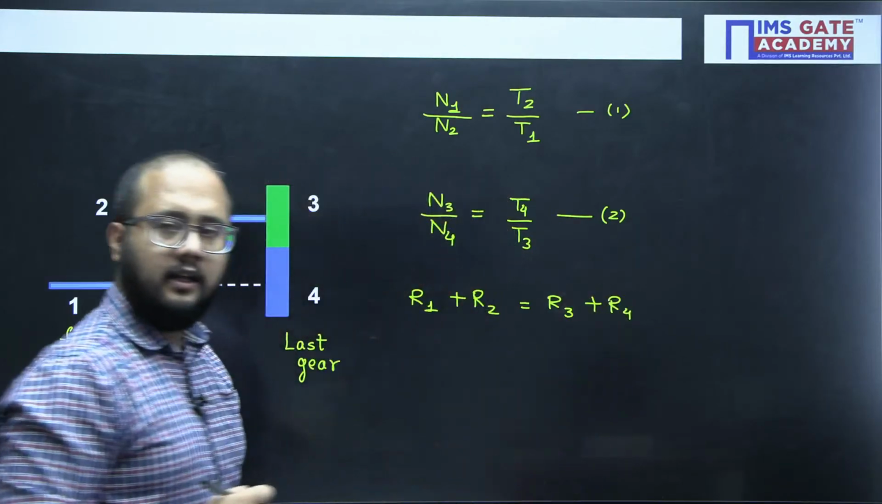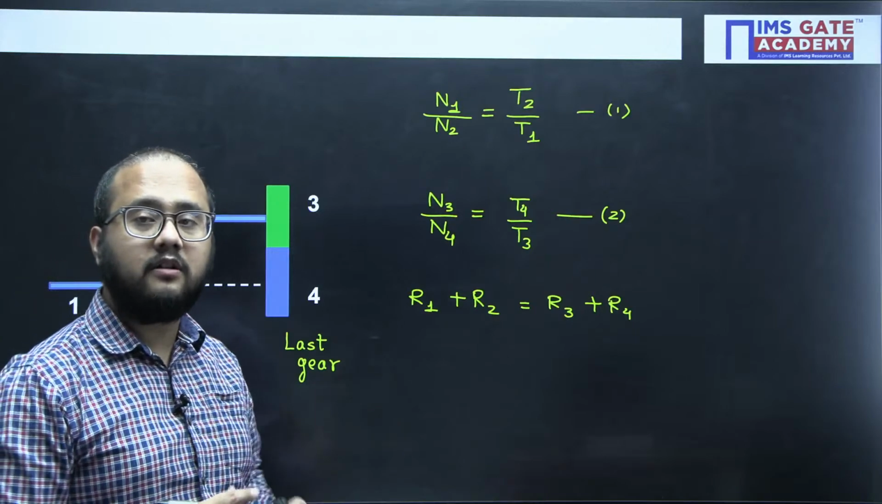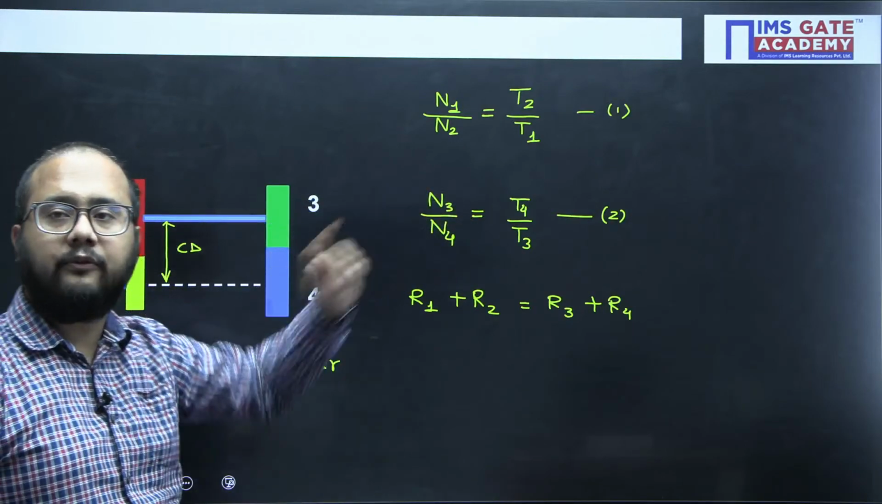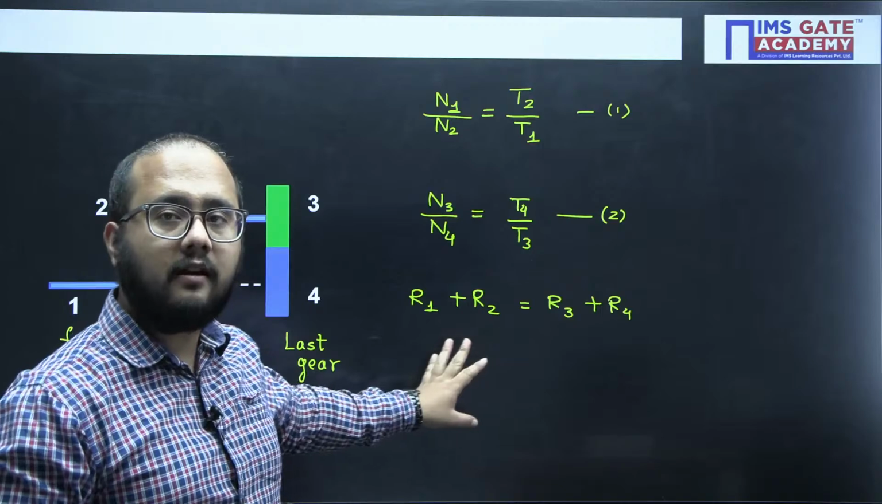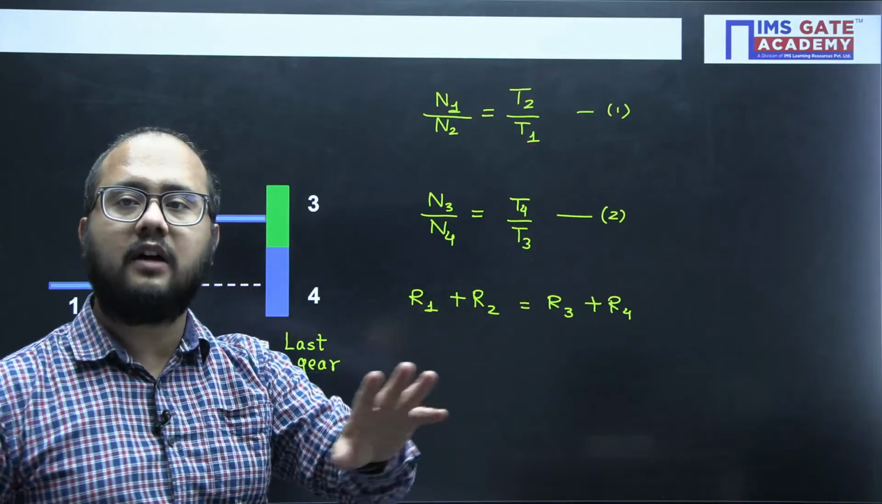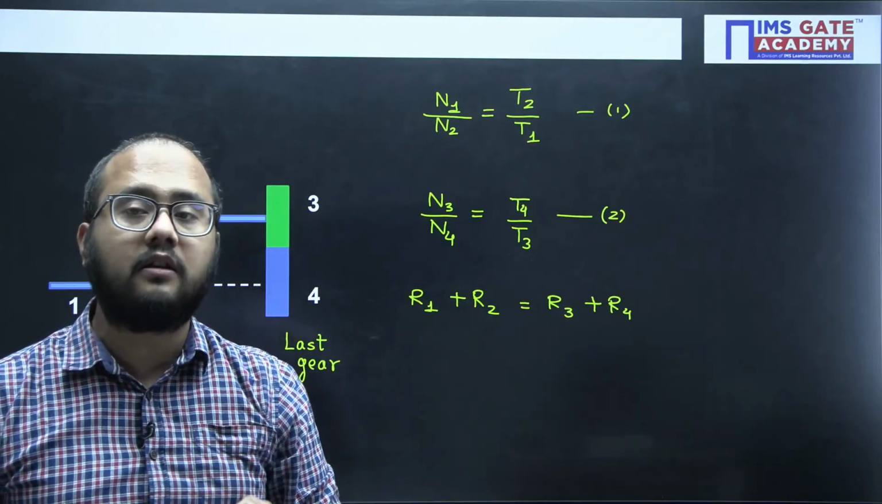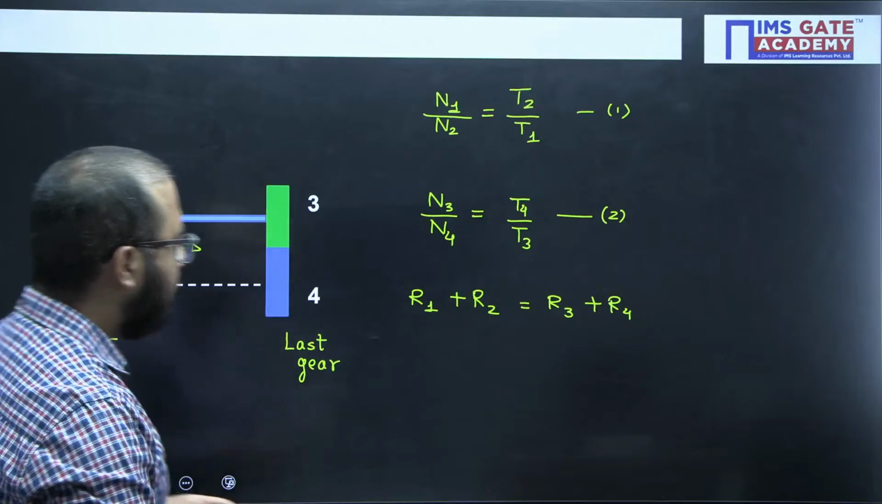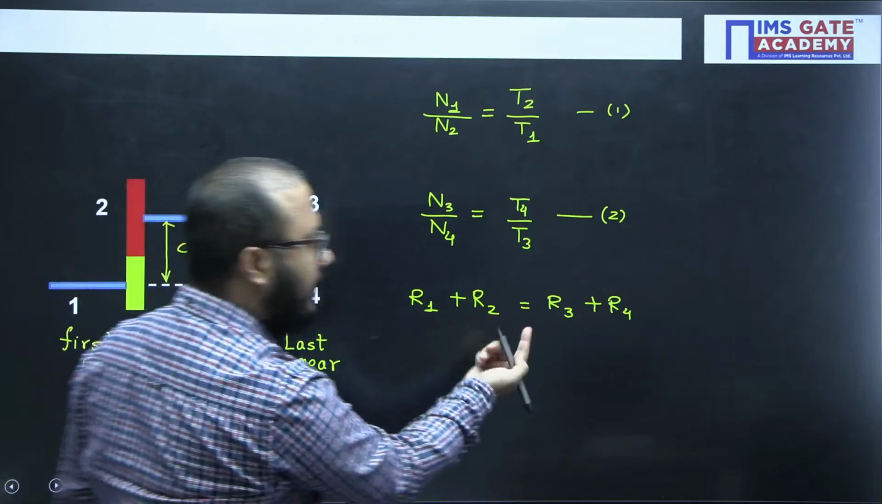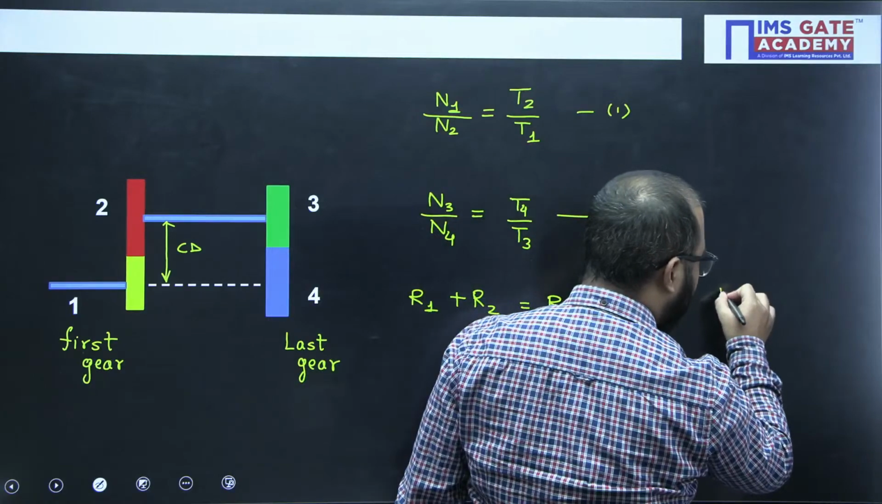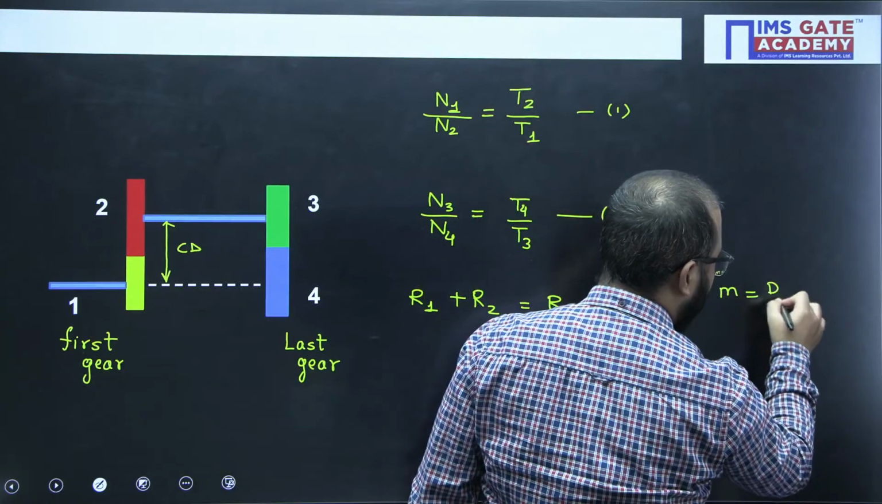Right? Now this relation is also important, because sometimes some of the data they will not give. But using this relation, we can directly find out those data which is not given in the question, right? So R1 plus R2. Now, how can we write R? Already I told you that module equals dia by number of teeth.